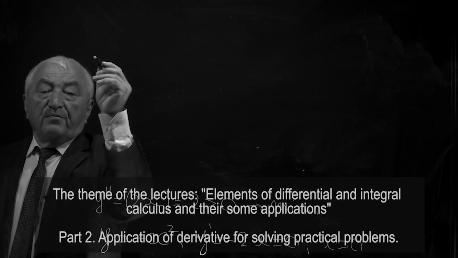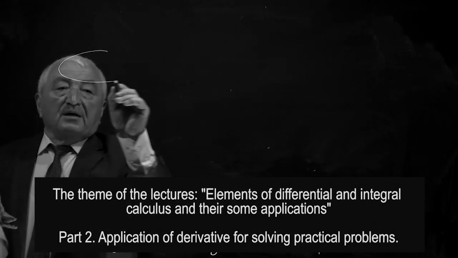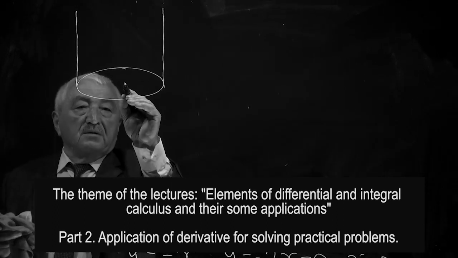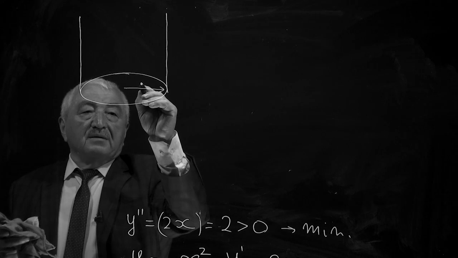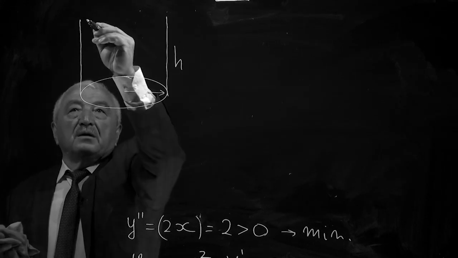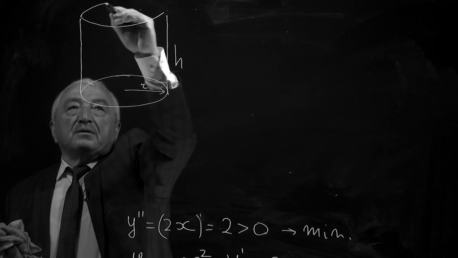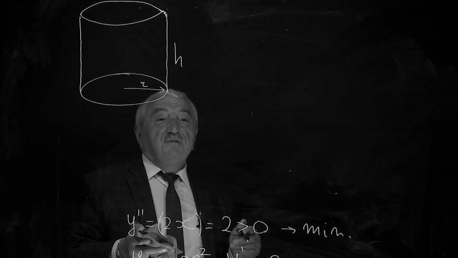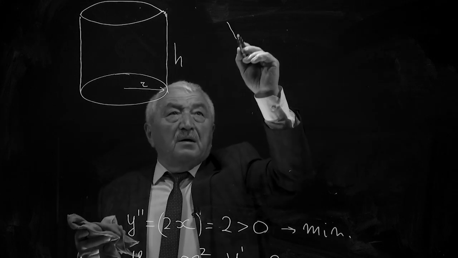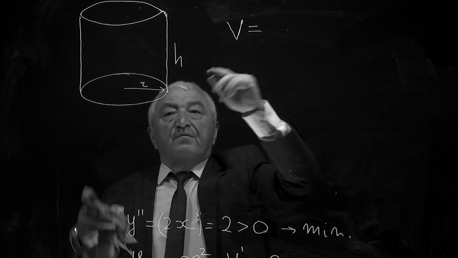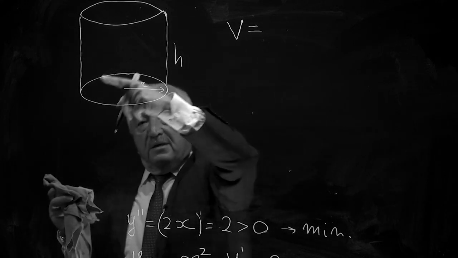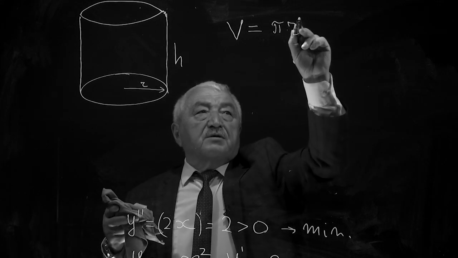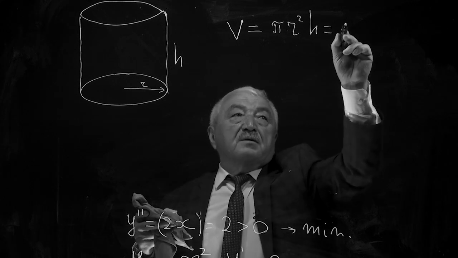We have, for example, a cylindrical construction, with radius of base R and height H. Let's consider two situations. We have the given volume of this construction, V equals pi R to the second power H, constant.